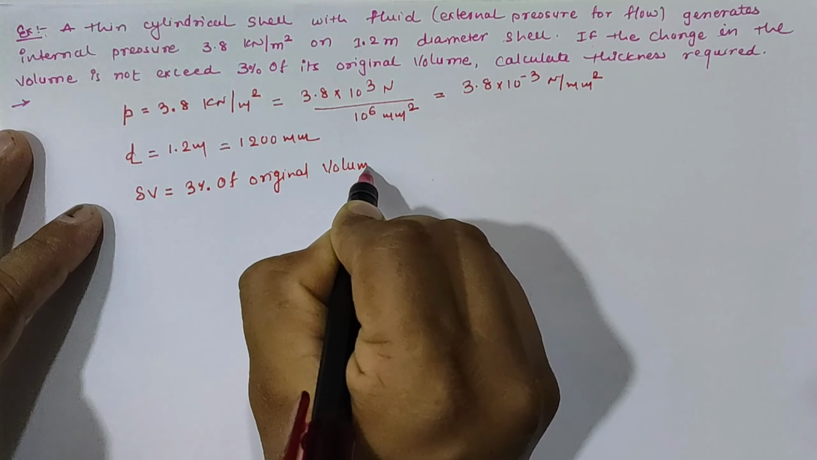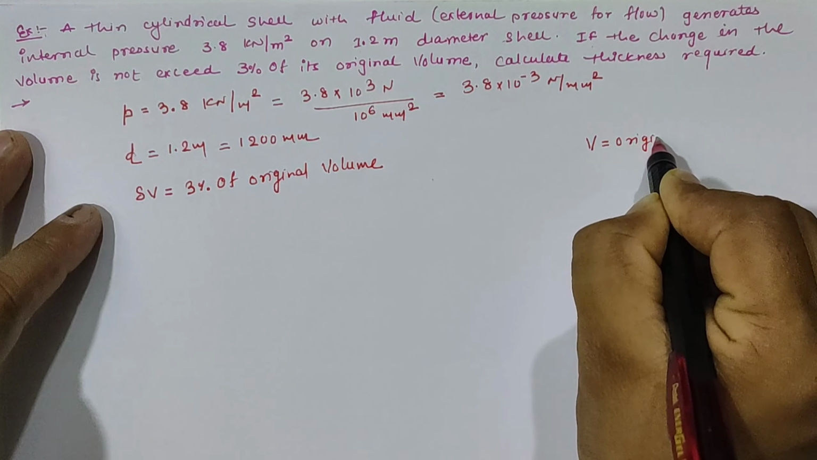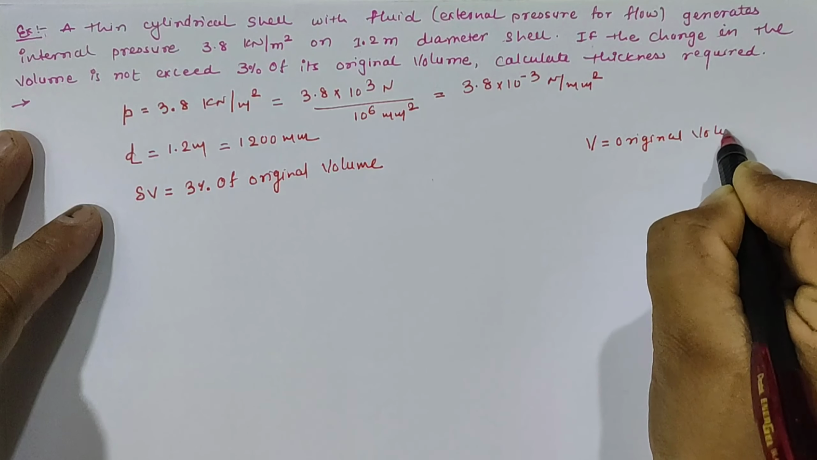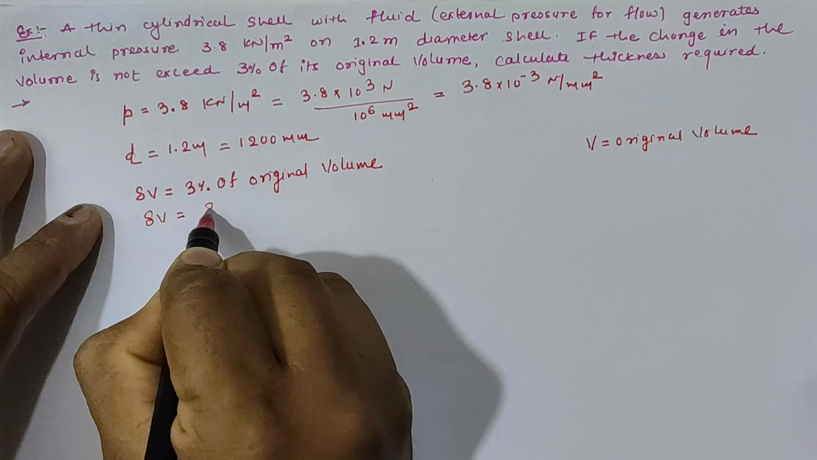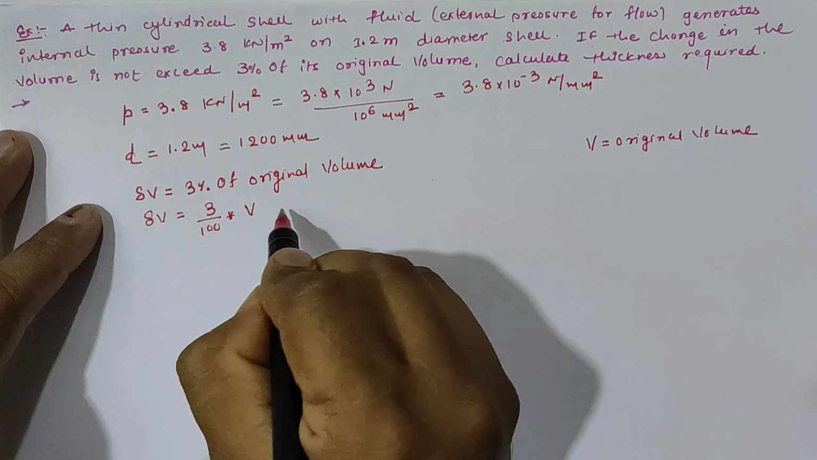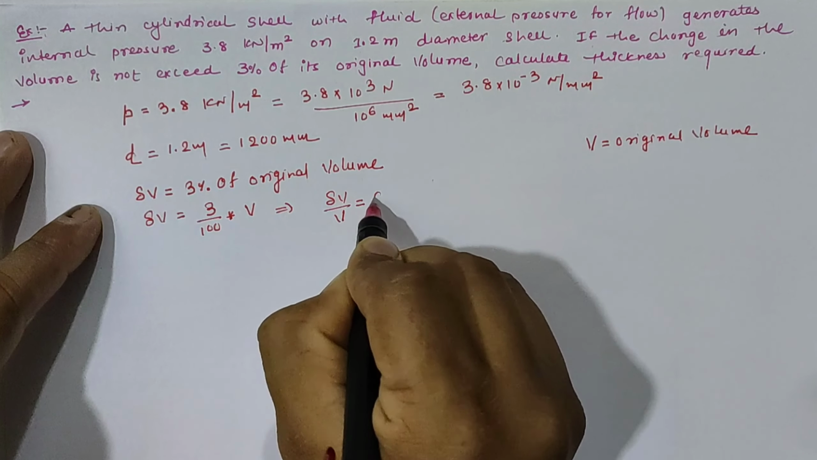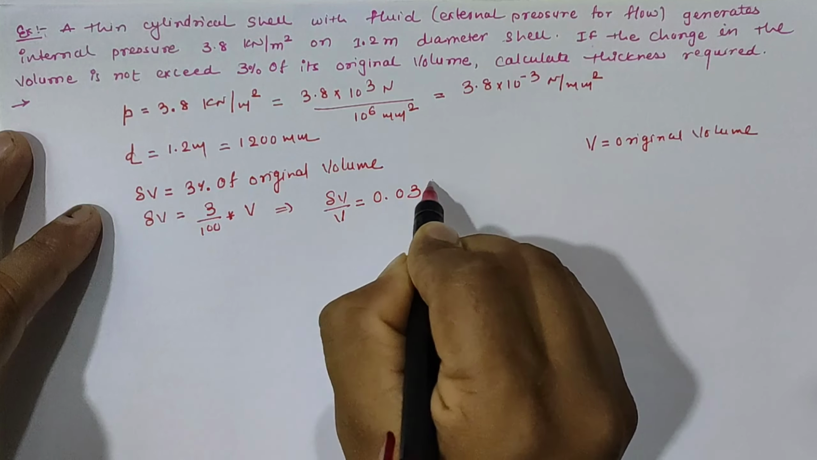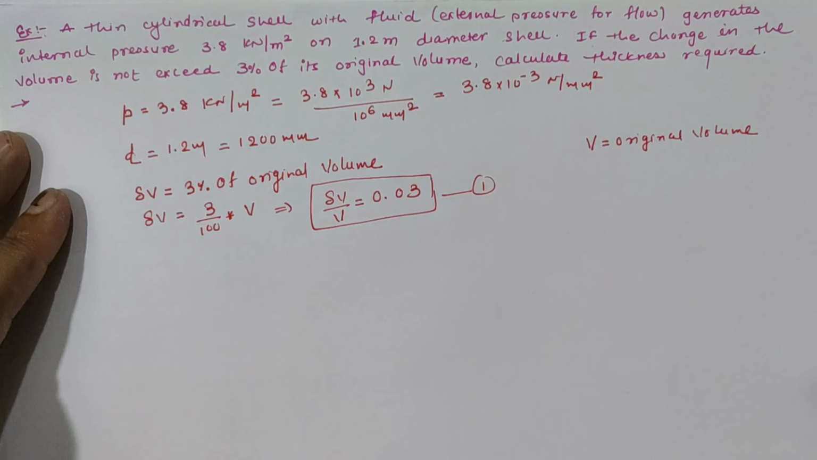volume. So if we assume that capital V is the original volume, then we have been given del V as 3%. It means 3 by 100 of the original volume. It means that del V by capital V is given as 0.03. This is the relation between del V and V.